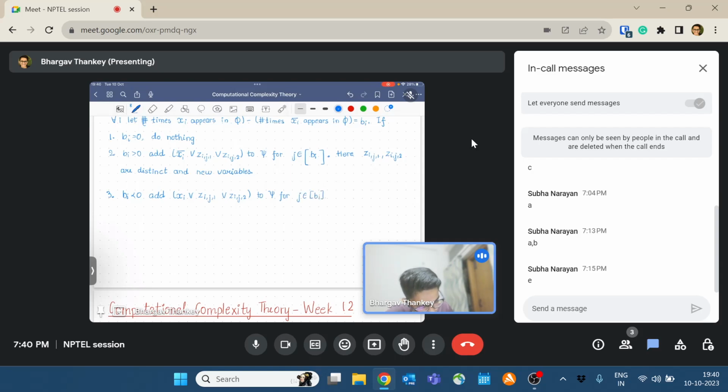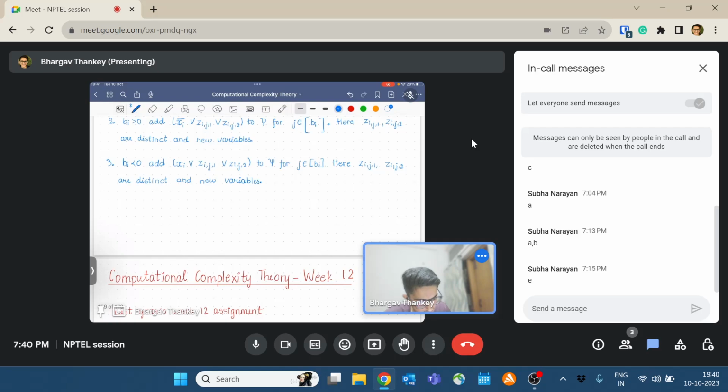and again, yeah, this is the same here. Zi comma j comma 1, Zi comma j comma 2 are distinct and new variables.